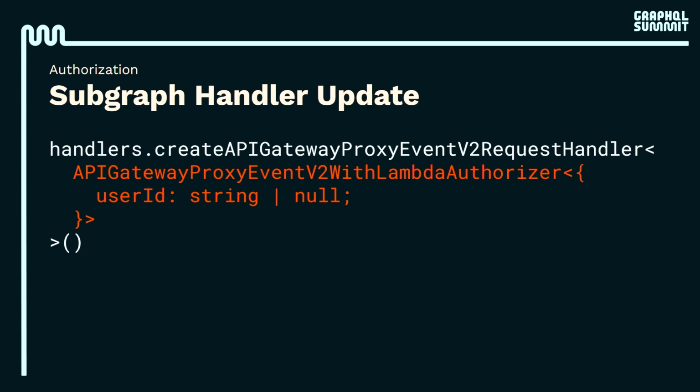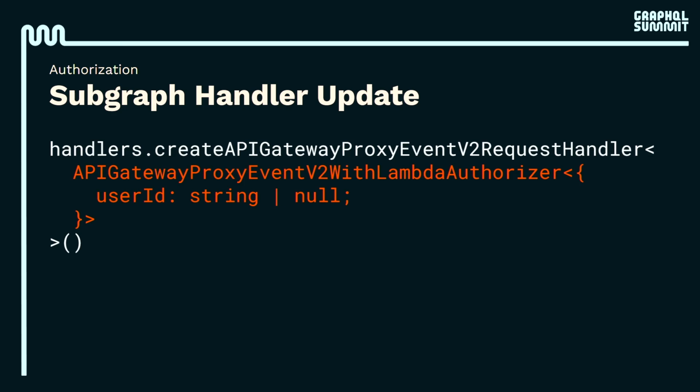Now that we have that all set, how can we make it such that our request handler is able to handle a more specific type of event? Well, in this case, we can call the API Gateway proxy event v2 with Lambda authorizer type that contains an object with our user ID of string or null. And if you remember back, that's exactly the shape of our authorization context from the Lambda authorizer. The API Gateway will pass it on to us and it will be in our event type.